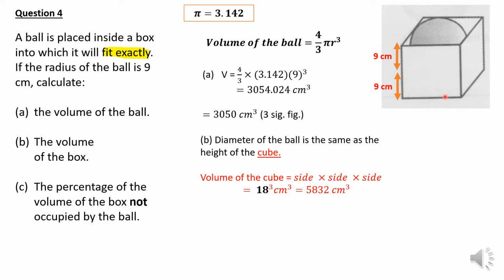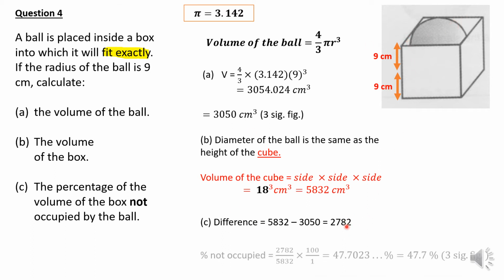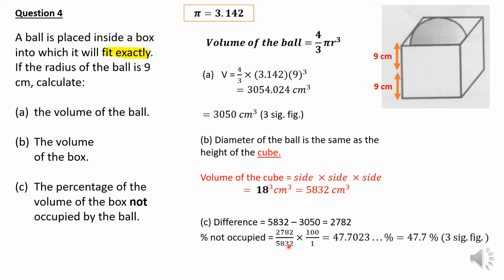Now the third part, they want you to find the percentage of the volume that is not occupied by the ball. Remember, it touches all the sides, but there are some spaces left because of the nature of the shape. So you first find the difference, and you realize you have 2,782 cubic centimeters of space. Now we take that and put it over the original 5,832, multiply by 100, and you should get 47.7%.